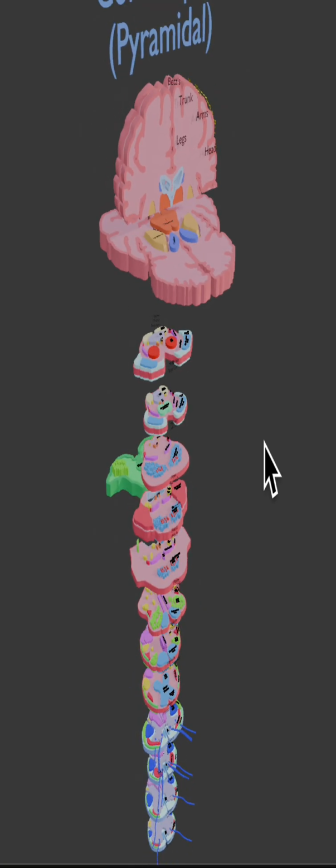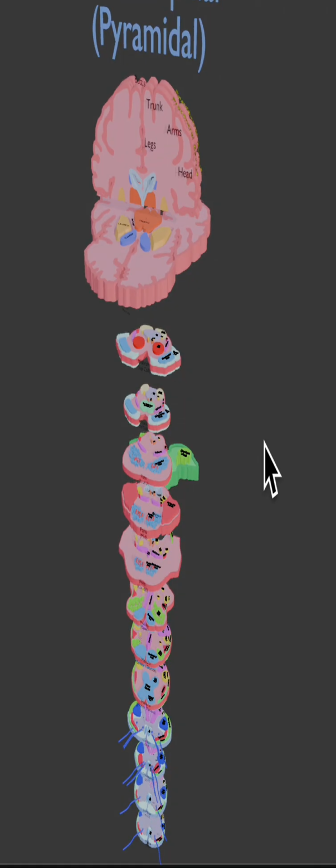Now in this model, we can see how the corticospinal tract arises from the top and runs all the way down. You can see from here, the fibers arise from different parts of the cortex. They go into the internal capsule, traverse through the brainstem, and finally to the spinal cord.